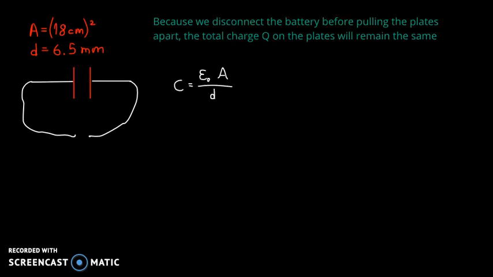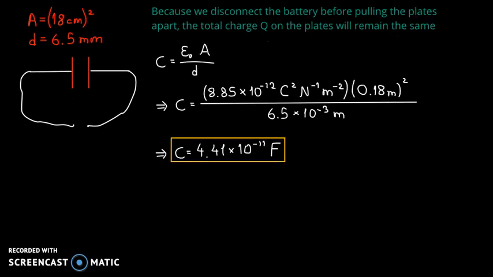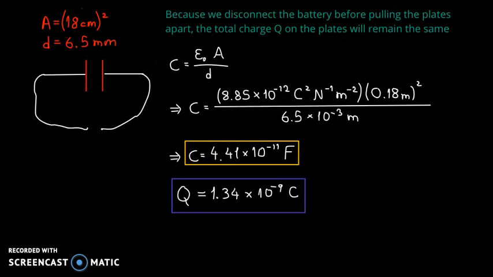Does the capacitance change? Yes. Why is that? Because capacitance depends on the plate separation. So let's recalculate and see what the new value is equal to. Here I have recalculated the capacitance value with the new plate separation, and I get 4.41 times 10 to negative 11th farad. How about the total charge? As we have already explained, the total charge on the plates will not change, so it's still equal to 1.34 times 10 to negative 9 coulomb.